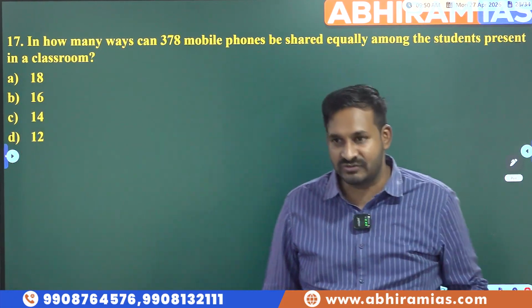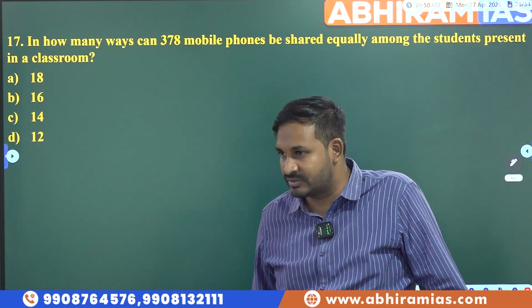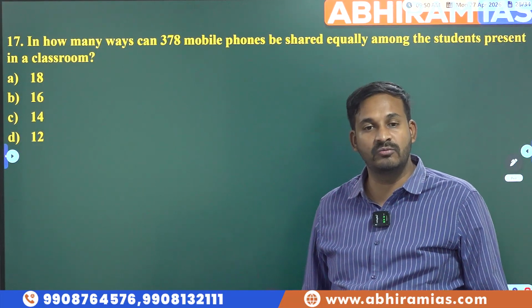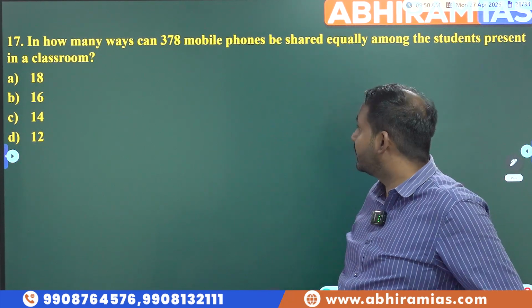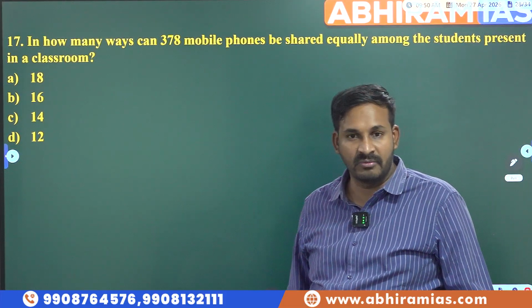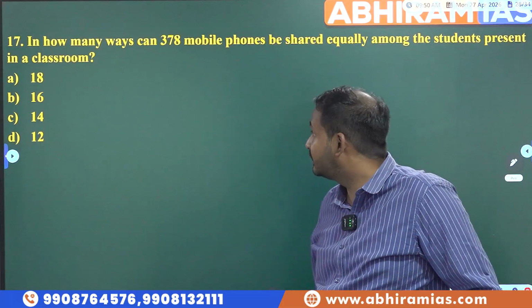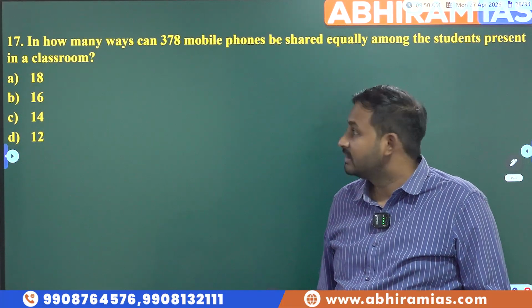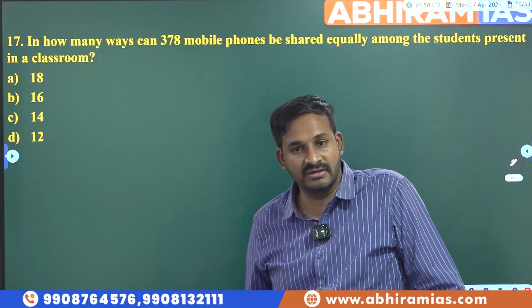If there is only one student, then I can give all the 378 mobile phones to him. Next, if there are two students, I can give half. Is it possible to make it half? Yes, I can give them 189 and 189 mobiles each. If there are 3 students, can I divide 378 by 3? Is it divisible by 3? Yes. If there are 4 students, can I equally divide them?